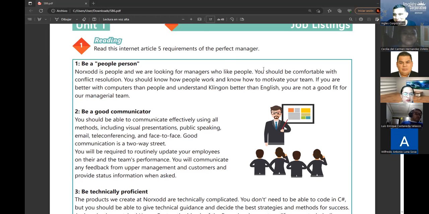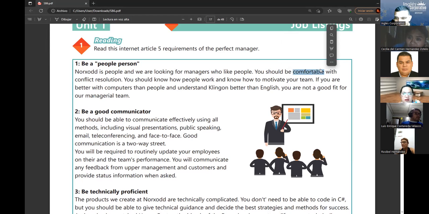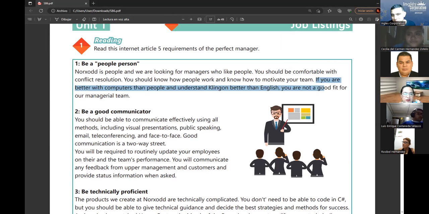Okay. It says should. Repeat after me. Should. Should. Okay. Comfortable. Comfort. Comfortable. Excellent. Very good. Okay, continue, Miss Concepcion, please.